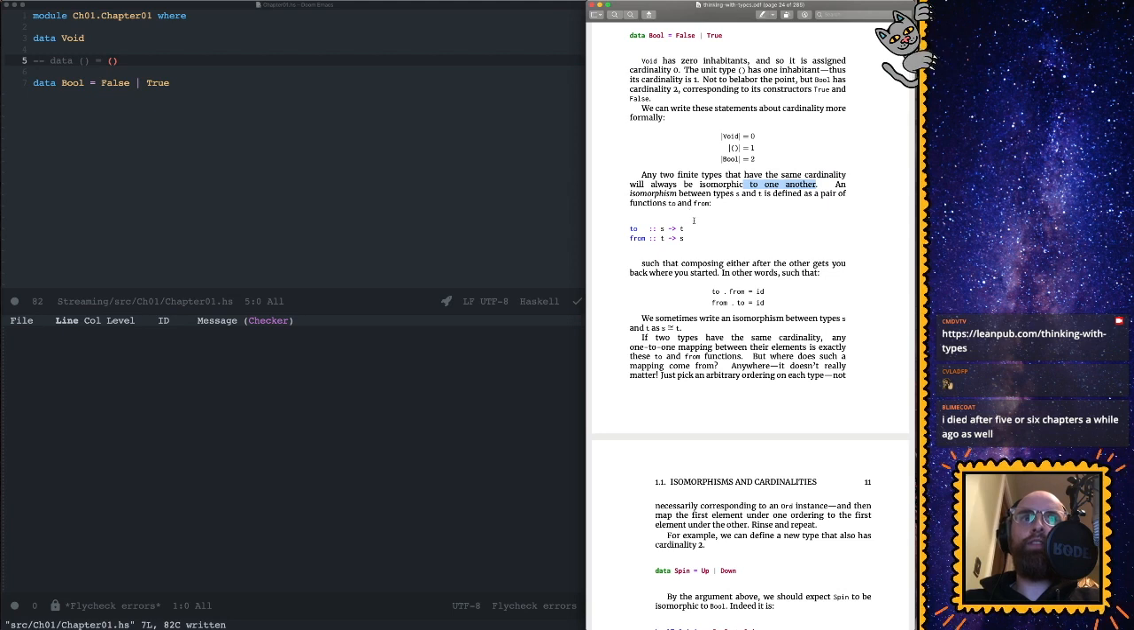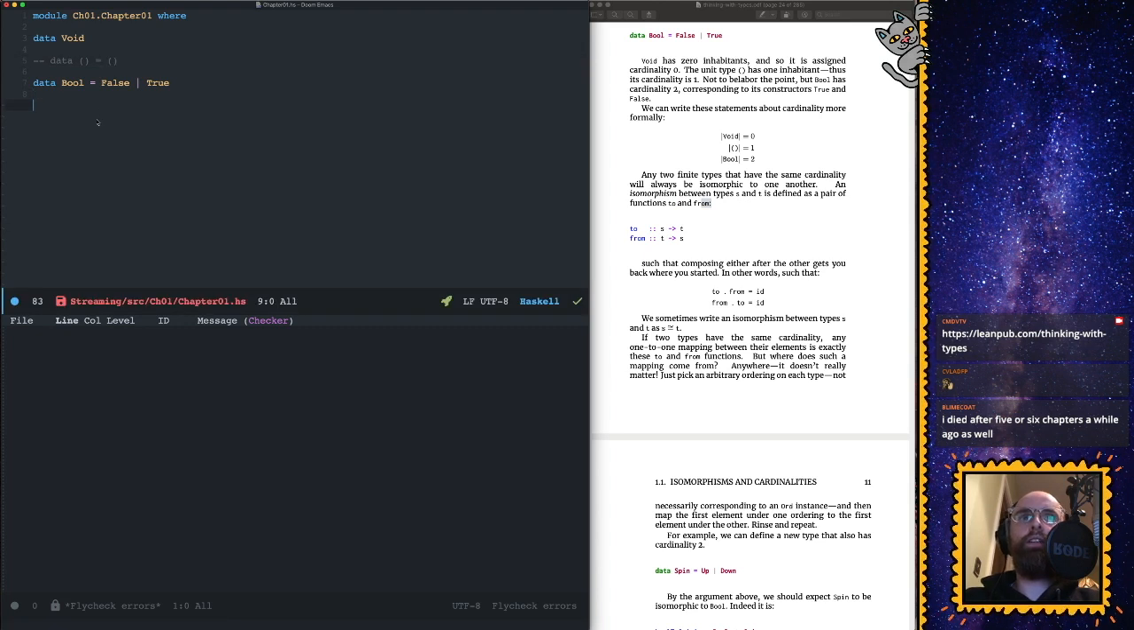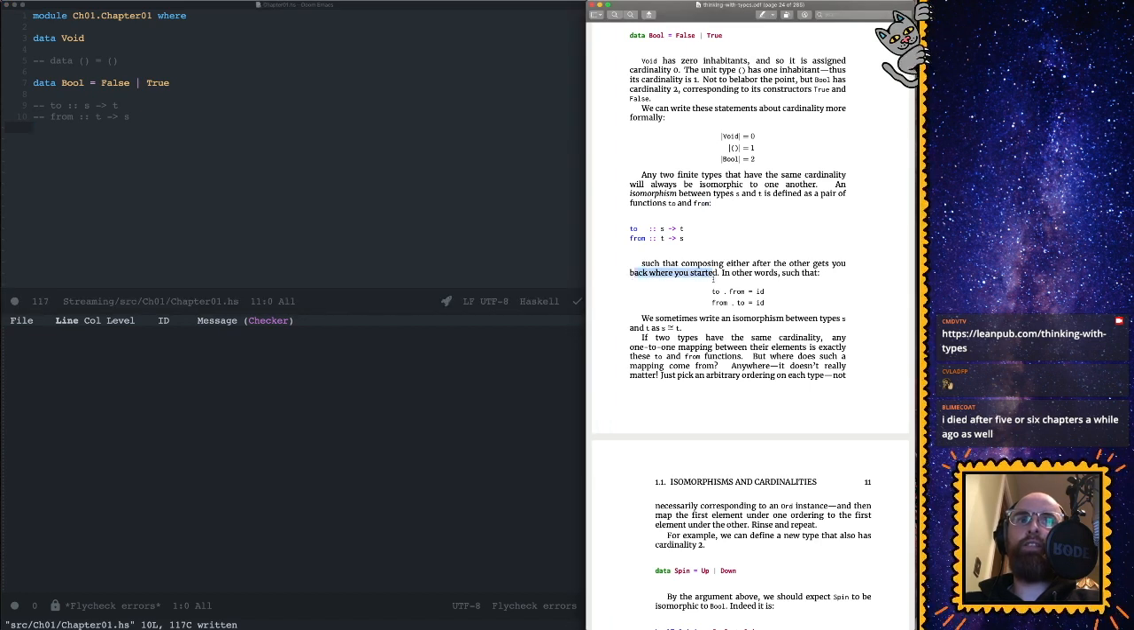An isomorphism between types S and T is defined as a pair of functions to and from. I don't think I'm meant to type this stuff out, but I'm going to do it anyway. So to is S to T, and from is going to be the other way, T to S. We'll comment it out, because obviously I'm just declaring types, which is no good. Such that composing either after the other gets you back to where you started. So if you go from S to T, you can go back from T to S. So to from is the same as ID, and from to is the same as ID.